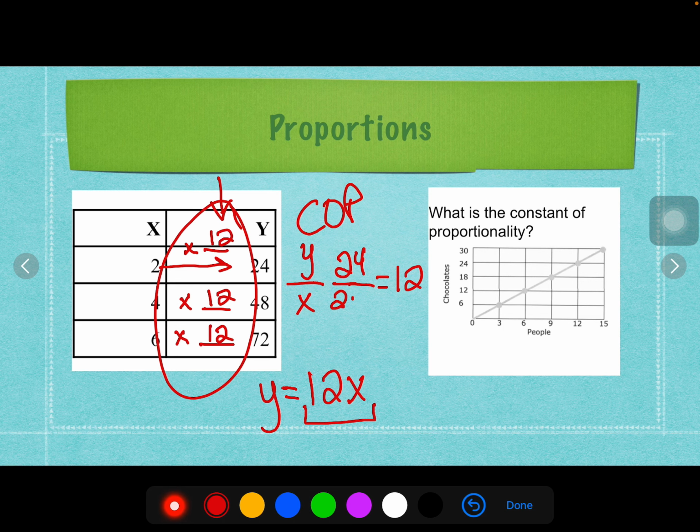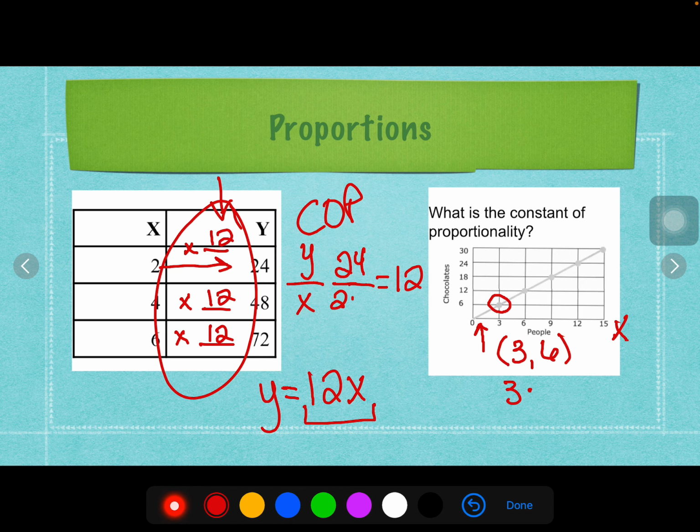So, what is constant of proportionality for a graph? Remember, we're looking on the graph where the X value, which is the horizontal, is 1. But on this graph, we don't see a 1, so we have to look at a different ordered pair. So this one, I have 3 and 6. And I'm going to treat this just like a table.